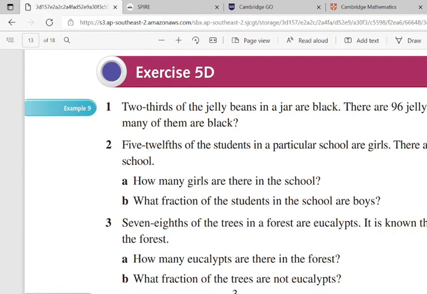2/3 of the jelly beans in a jar are black. So 2/3 of something. What does that word "of" always mean to do? Multiply. There you go. And it's 2/3 of the what in this case? Jelly beans. So the jelly beans are the whole. That's the thing I'm taking a part of. Okay? So it's simply going to be 2/3 times the number of jelly beans. And in this particular instance, they say that there are how many jelly beans in the jar? 96.